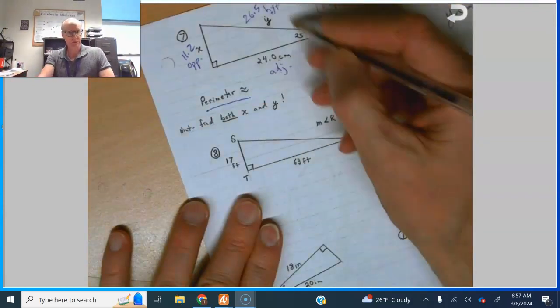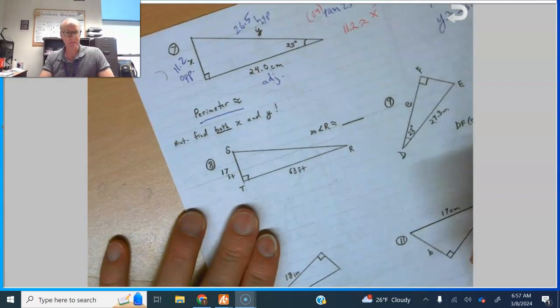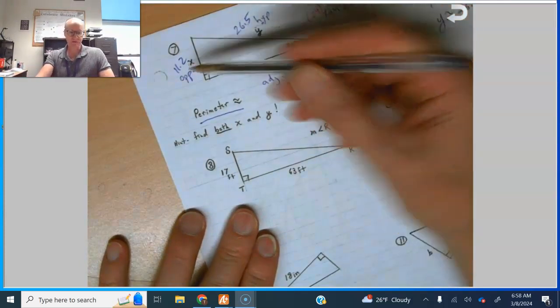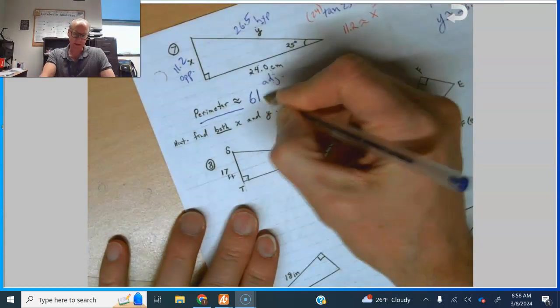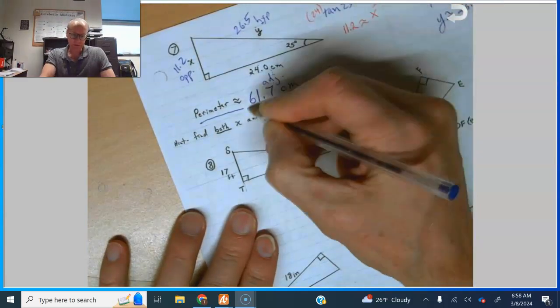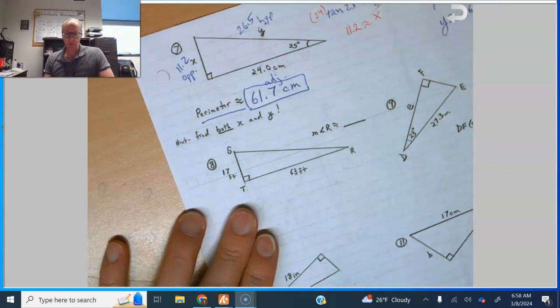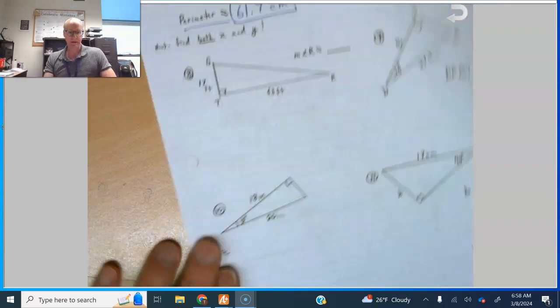We want to find the perimeter, so you're going to have to add up all the sides. That's going to be 50.5. That's going to be 61.7. I added in my head, but you can grab a calculator and hopefully you can see that's correct. And we're moving on. Let's see what we got here.